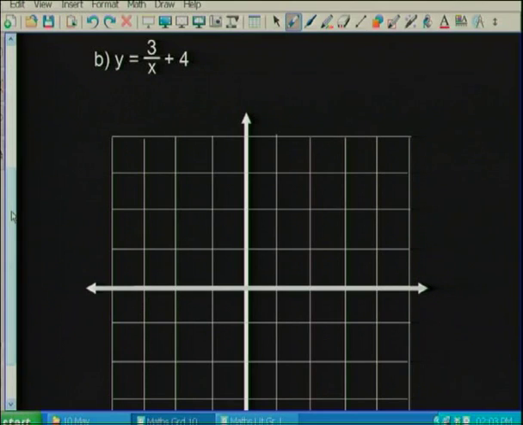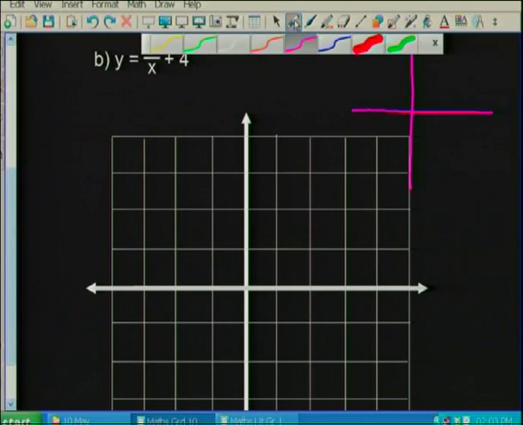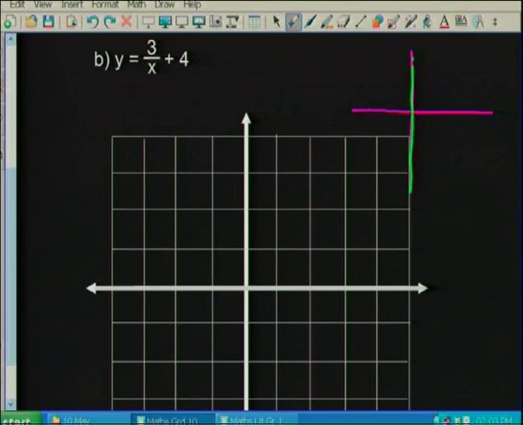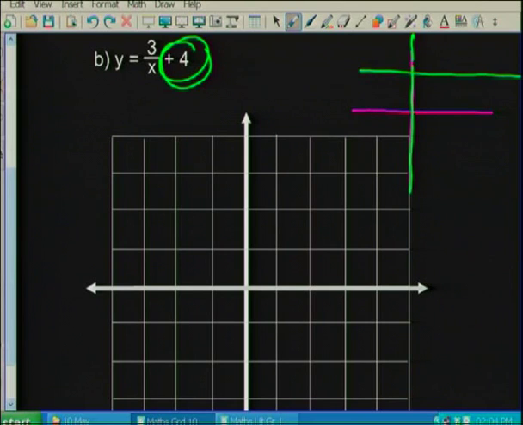My next graph is y is equal to 3 over x plus 4. So again, what I'm going to do is a little rough sketch. Okay. Firstly, I know that my vertical asymptote will always be the y-axis. So I'm going to fill in my asymptote there. Then, this plus 4 over here means that now my horizontal asymptote is at y is equal to 4, like that.